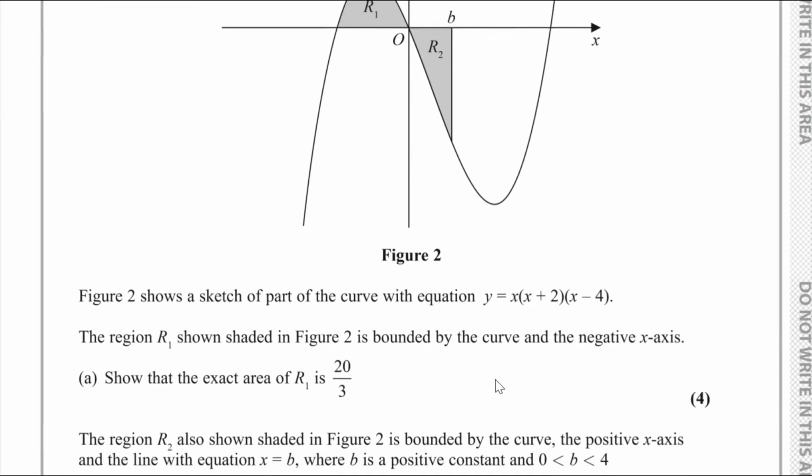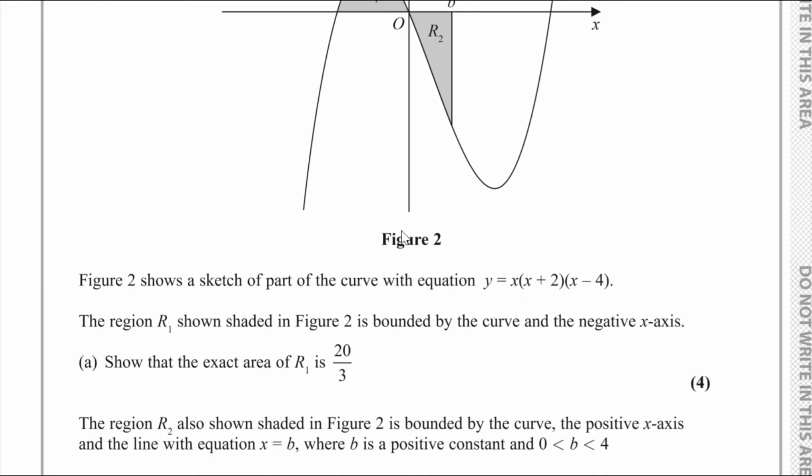Question number 8. We have figure 2, which shows a sketch of part of the curve with the equation y equals x(x + 2)(x - 4). The region R1, shown shaded in figure 2, is bounded by the curve and the negative x-axis. We have to show that the exact area of R1 is 20/3.